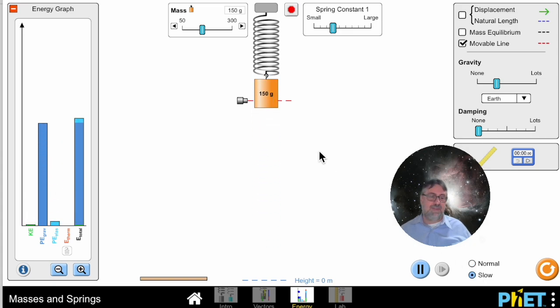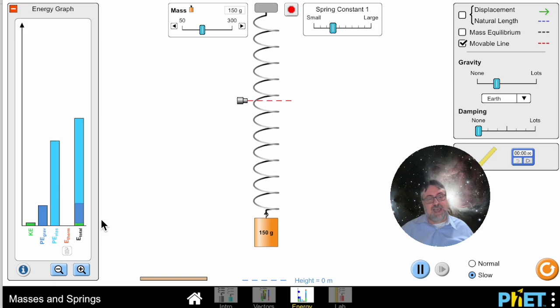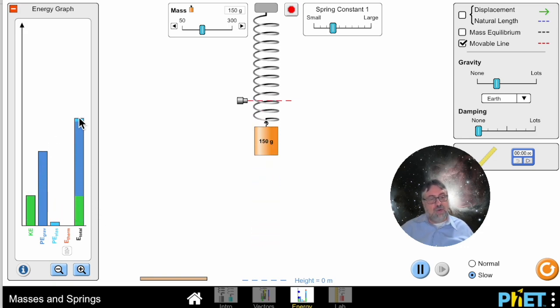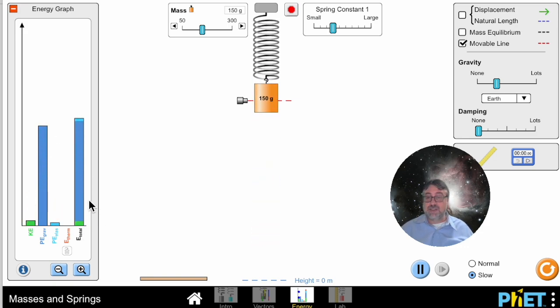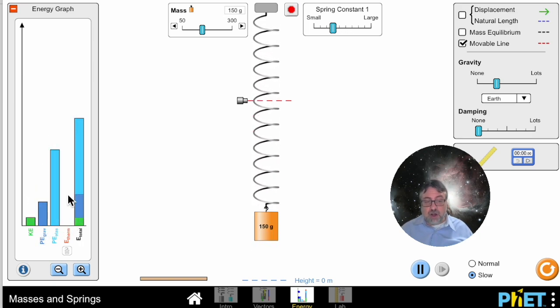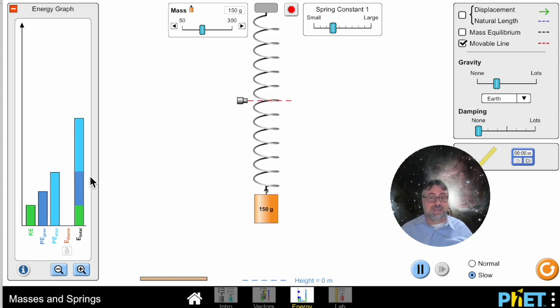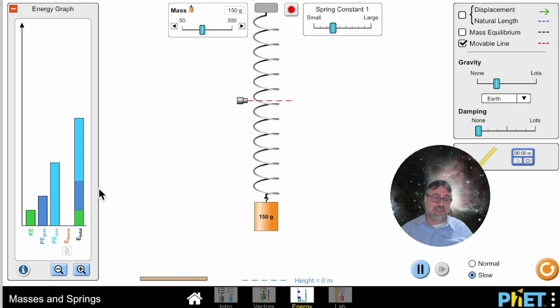Now let's slow down the simulation, and over here to the left you can see what's happening. Notice the total energy bar never changes. That's because there is no friction present. Also, I never convert all the potential energy into kinetic energy because this potential energy is a mix of both the gravitational potential energy and the elastic potential energy.